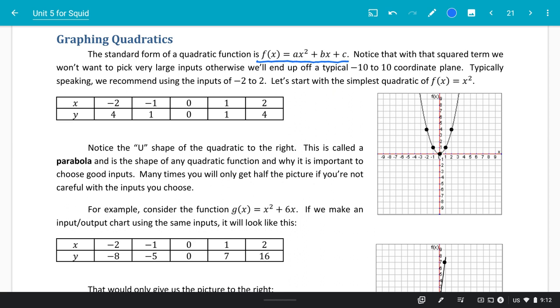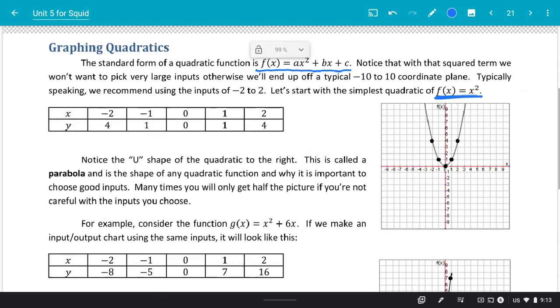So let's start with the simplest form of the quadratic. f of x equals x squared. Does anybody know the nickname of that particular one? At this point, we should know it is the parent function. Why is it called parent function? A parent function is always the simplest form of the function. For example, the parent function of a linear function is y equals x. Okay?